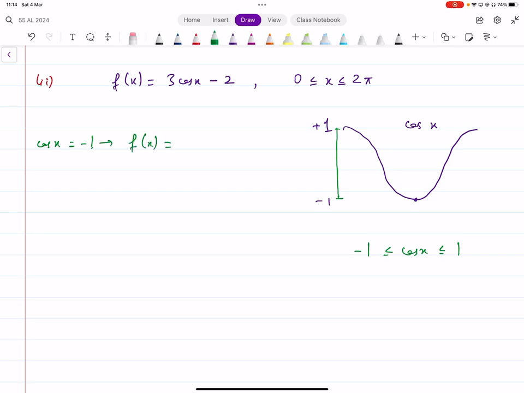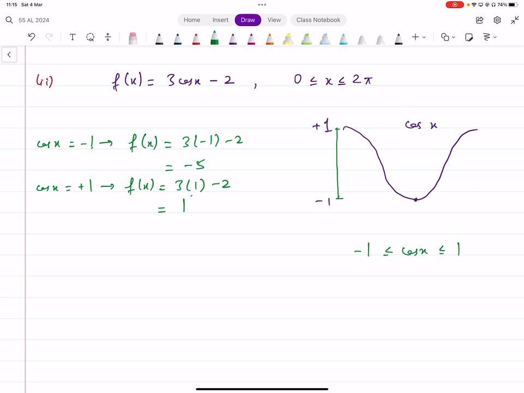If cos of x is -1, that gives you 3 into -1 minus 2. What's that? -5. And then you input cos of x equal to +1 and see what that gives you. f of x equals 3 into 1 minus 2, and that gives you 1. These values that you get from this are the minimum and maximum possible values of this whole function.